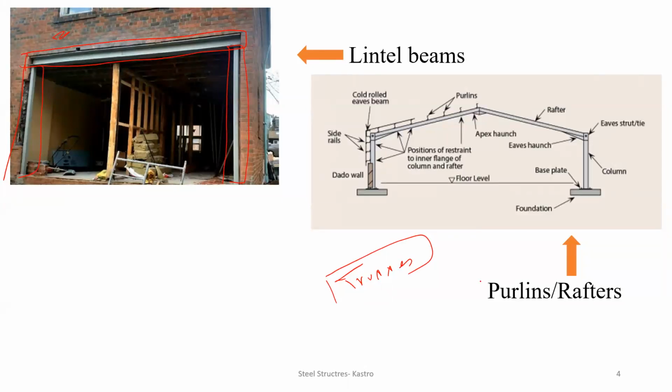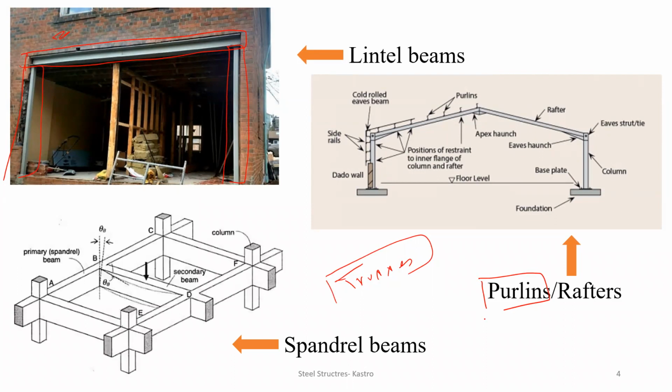We have the design of purlins in the fourth unit, in the fifth unit. So we'll be talking about these purlins in much detail in that particular unit. However, purlins and rafters are provided in the trusses, and they are also acting as beam members. Okay. Now the next and the last one is the spandrel beams.